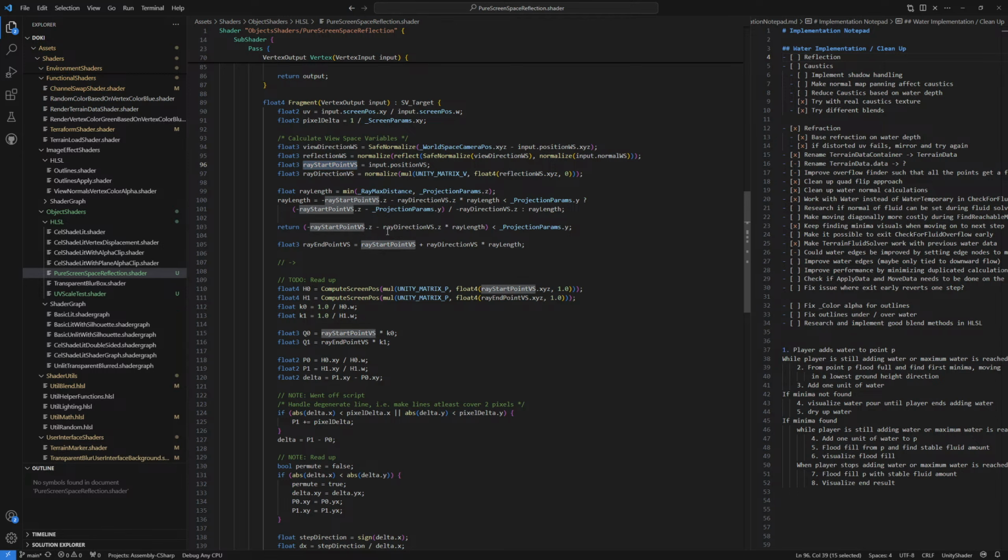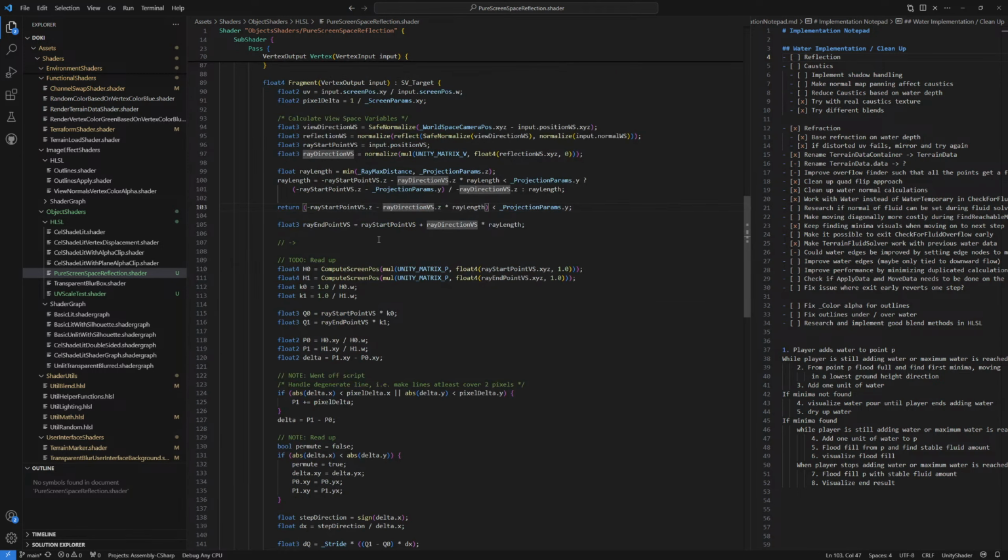We don't change this. No, we don't. We change it so that we just flip it, so we fake it so that we see in the positive Z direction. We need to flip this as well, but yeah.